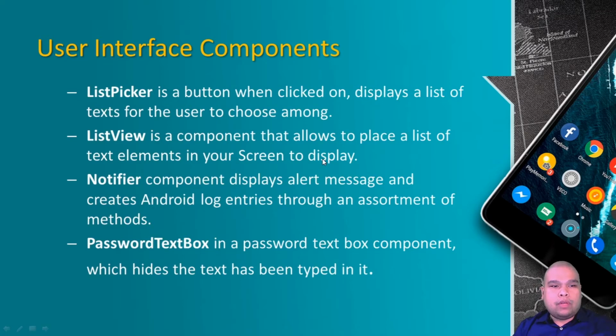We also have your list picker. It is a button that, when clicked, displays a list of text for the user to choose among. Then we also have your list view. It is a component that allows you to place a list of text elements on your screen to display.